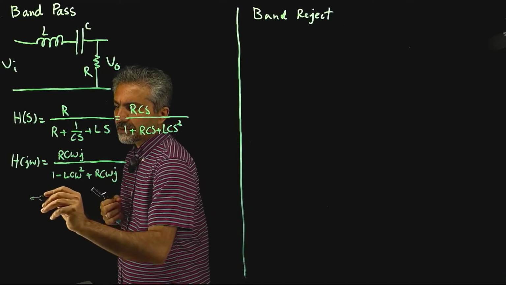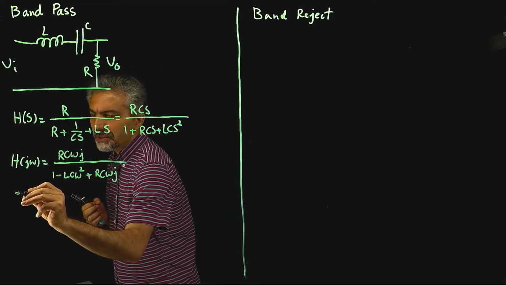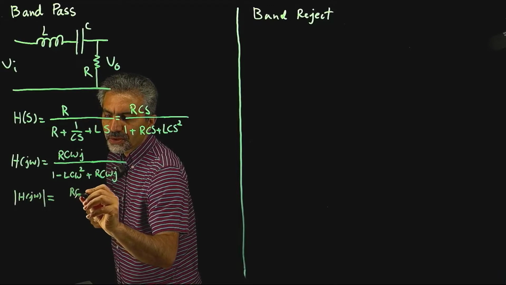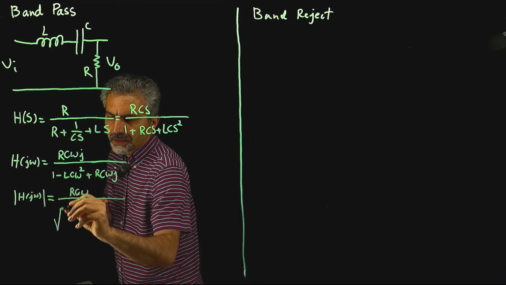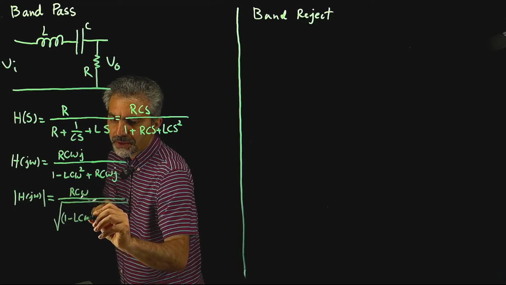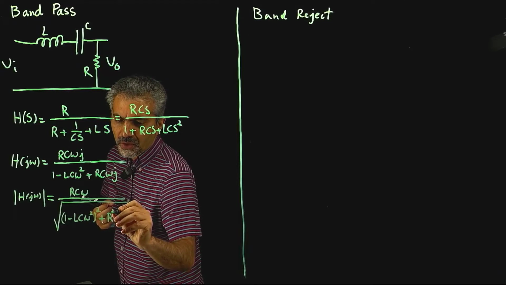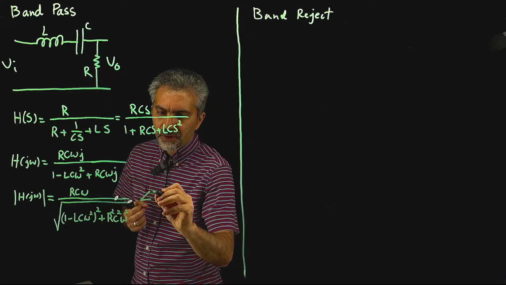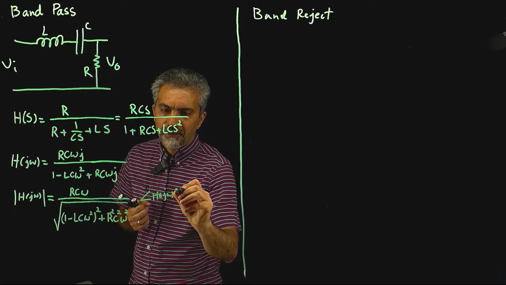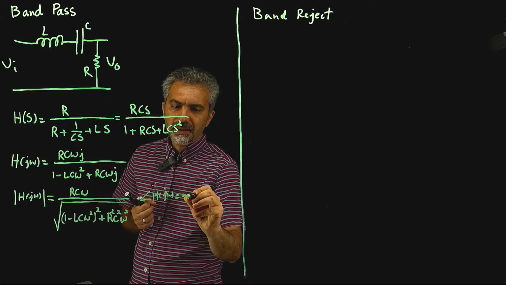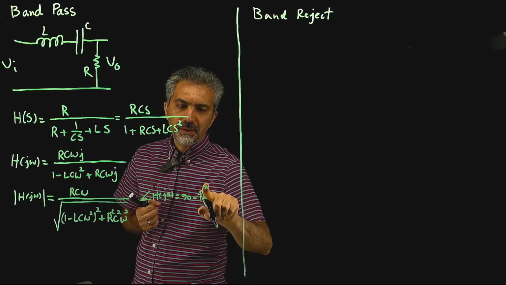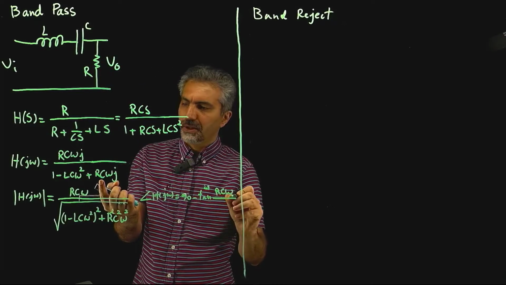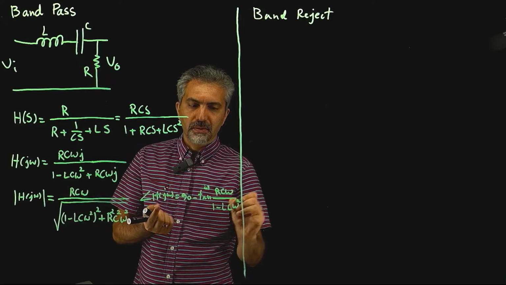Now with that I can calculate the magnitude of H(j omega). So magnitude of H(j omega) would be magnitude of numerator, which is just RC omega, divided by the magnitude of the denominator, which is the real component, 1 minus LC omega 2, the whole thing to the power of 2, plus R2 C2 omega 2. And the phase of H(j omega) would be the phase of the numerator, which is just 90 degrees, minus tangent inverse of the imaginary part, which is RC omega divided by 1 minus LC omega to the power of 2.